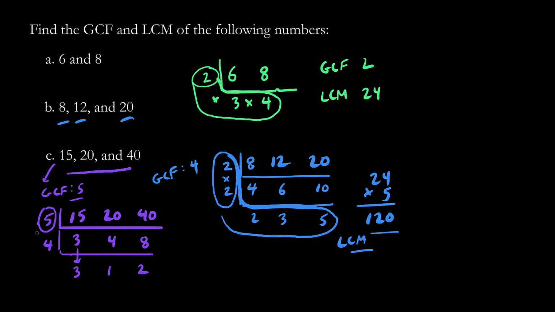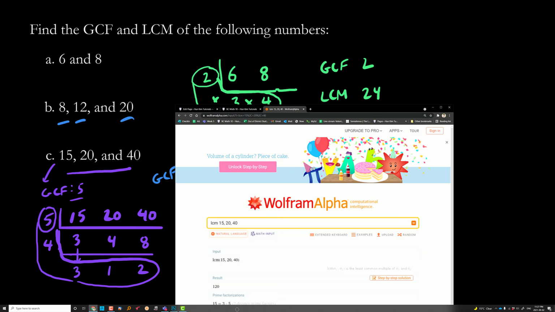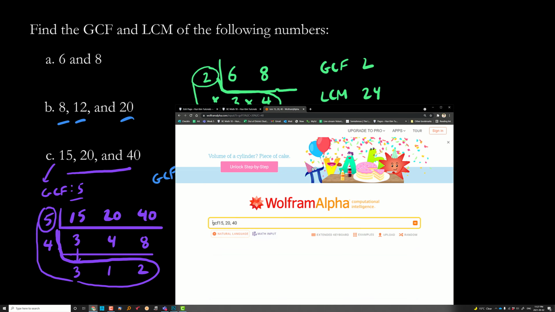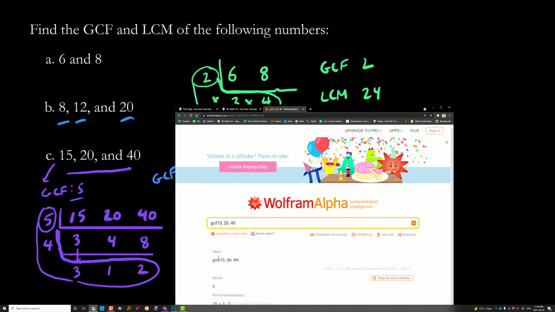But now we can find the LCM. Because 3, 1, and 2 are all prime numbers, we have this big L to find the LCM. So we have 20, 5 times 4 is 20, times 6, which is 120. So the LCM should be 120. And indeed, this is correct on Wolfram Alpha. Result is 120. And the GCF is 5.